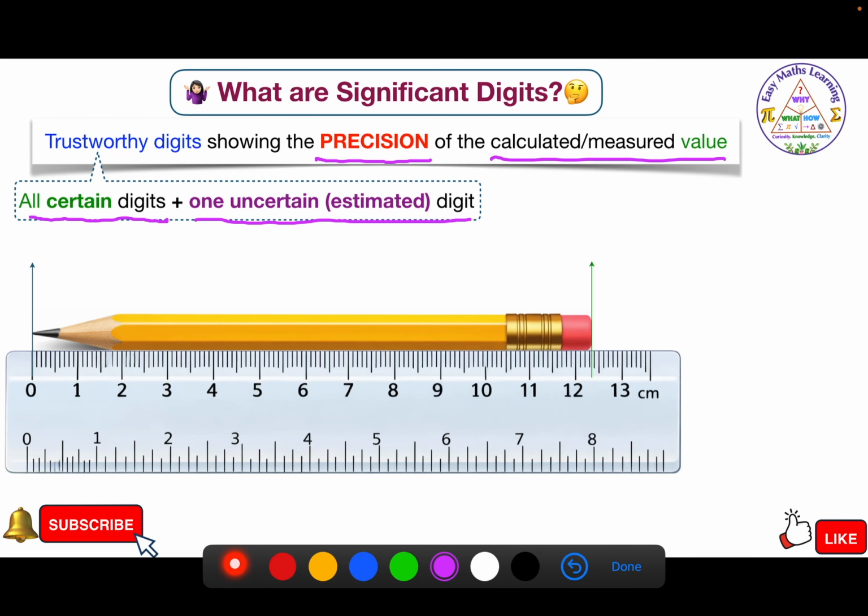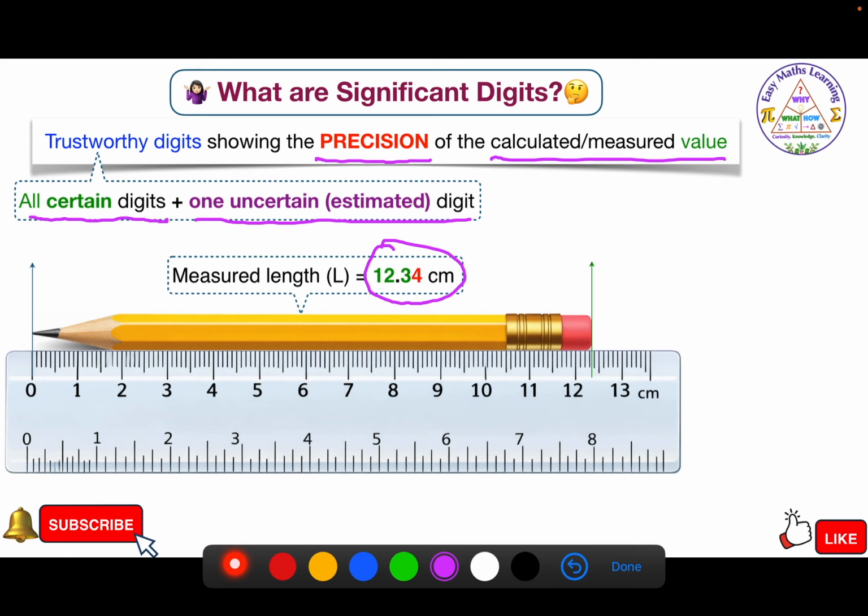Let us consider an example of measurement of a pencil length. In this example, the measured length of the pencil is 12.34 centimeter. That is recorded up to two decimal places. Now the question is how many significant digits are in the measured length 12.34.